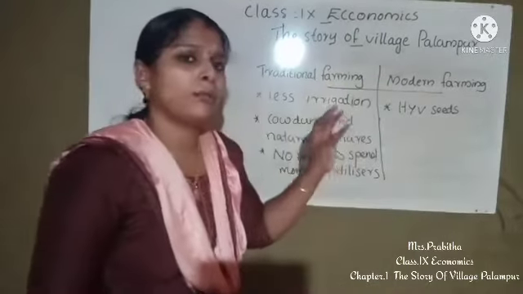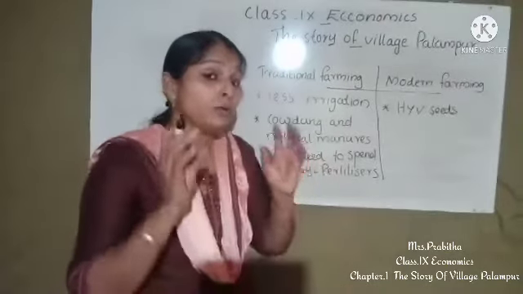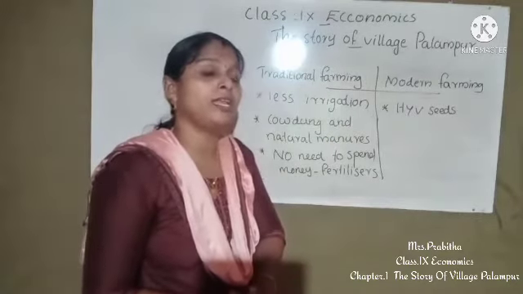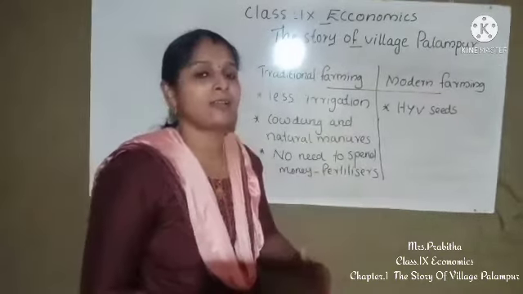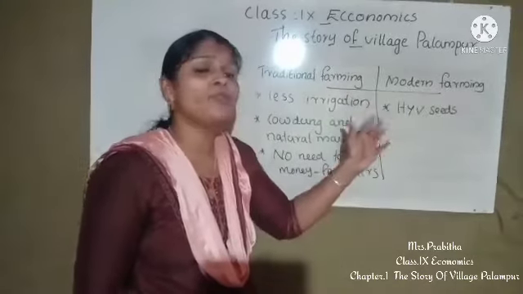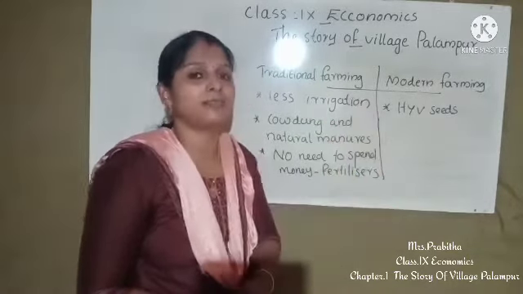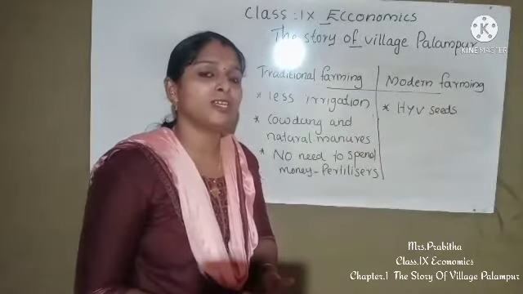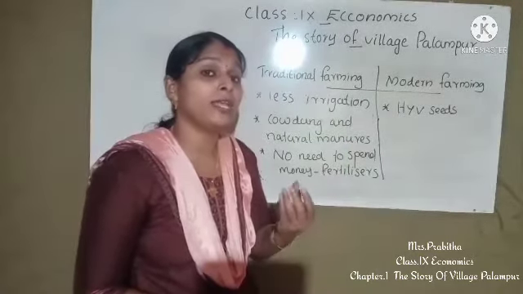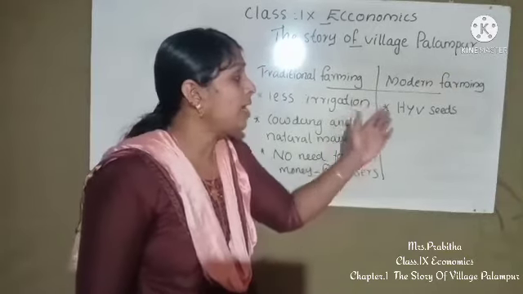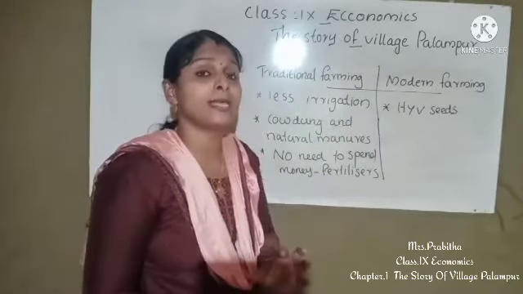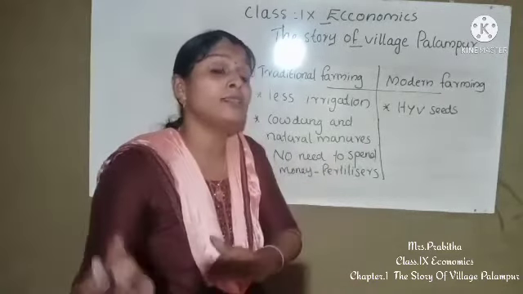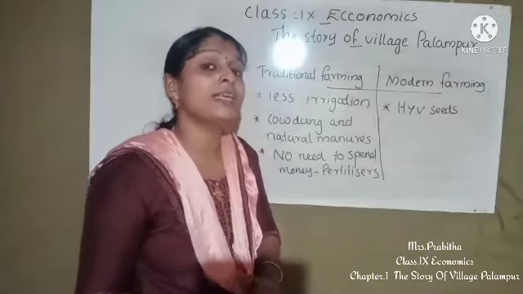So modern method of farming means you should remember one important concept, that is green revolution. Green revolution came into existence during the late 1960s. Green revolution means by using high yielding variety seeds and modern methods in farming, agricultural production was increased rapidly. That is known as green revolution.